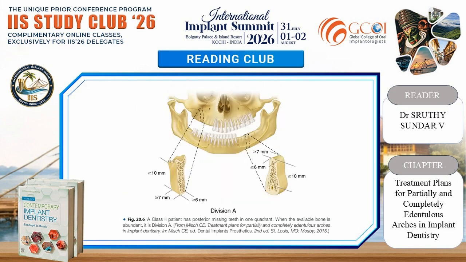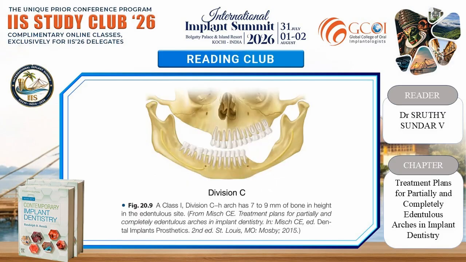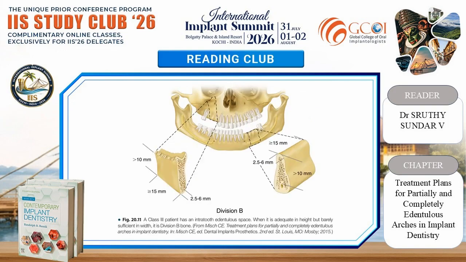If a patient has Class 2, with posterior missing teeth in one quadrant, when the available bone is abundant, it is Division A. A Class 1 Division C-H arch has 7 to 9 mm of bone in height in the edentulous site. A Class 3 patient, which has an intra-tooth edentulous space, when it is adequate in height but barely sufficient in width, it is Division B bone.